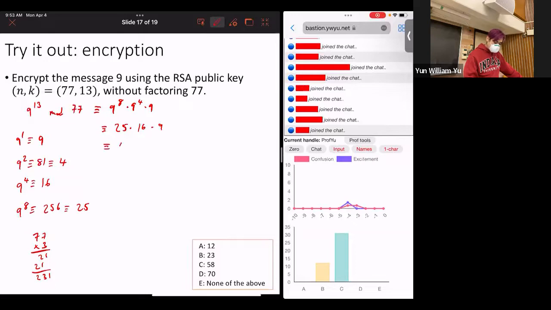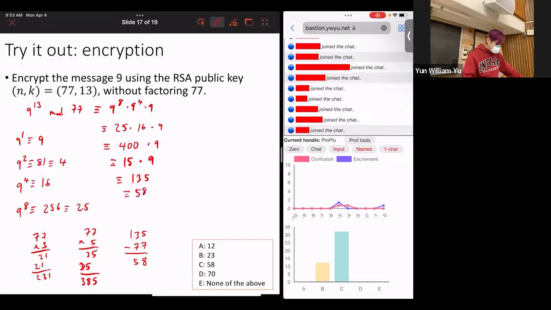When you multiply these together, that's 400, right? So that's 400 times 9. Well, 400 divided by 77. Well, 77 times 5 is 385. So that's congruent to 15 times 9, which is congruent to 135. And 135 minus 77 is going to be 58. So this is congruent to 58 mod 77.